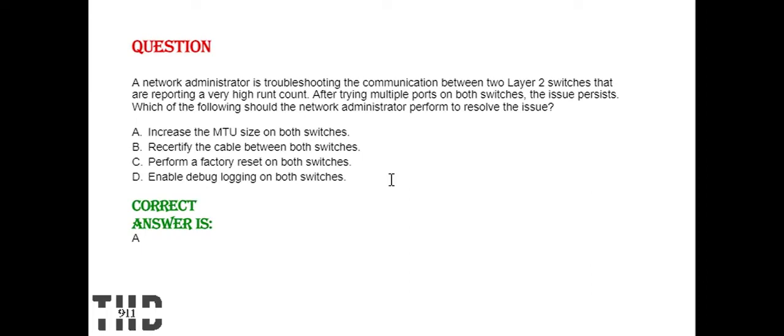The network administrator is troubleshooting the communication between two layer 2 switches that are reporting a very high error count. After trying multiple ports on both switches, the issue persists. Which of the following should the network administrator perform to resolve the issue? Option A, increase the MTU size of both switches. Option B, rectify the cable between the two switches. Option C, perform a factory reset on both switches. Option D, enable debug logging on both switches. The correct answer is option A.